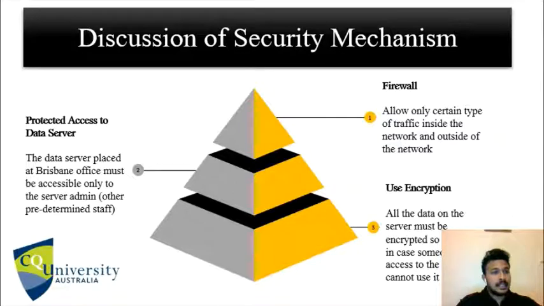The third layer in the mechanism is encryption. By using encryption, data will be safe. Encryption converts data from plain text to ciphertext. The data on the server, which is in the Brisbane office, is encrypted so that even if the data is stolen or lost or taken by someone else, the data cannot be used without access.